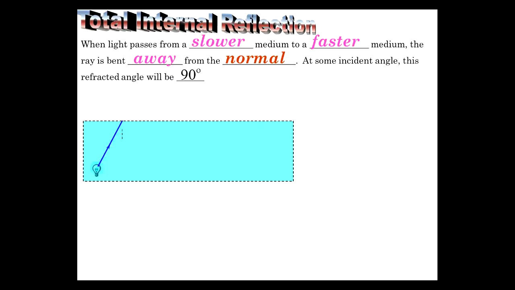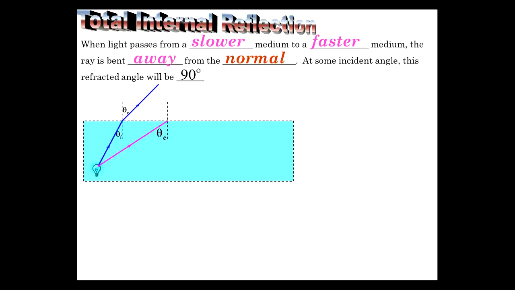So here we put a light bulb in a swimming pool. We shine a flashlight, say, down, and it hits the surface from the slower medium to the faster medium, and the refracted ray has a larger angle. Now, if we go somewhere farther down, a larger incident angle, that ray is going to bend more. It's going to be more bent than this one, so it's going to bend more away from the normal.